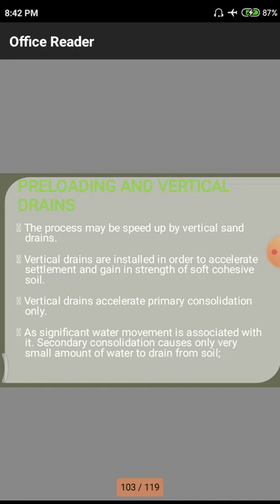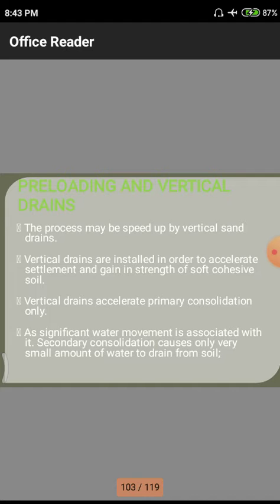After that we have preloading and vertical drains. What are the advantages we obtain by using preloading and vertical drains? The process may be sped up by vertical sand drains. In preloading itself, we need to remove the water from a particular surface. By using these sand drains in collaboration with preloading techniques, we can remove water as fast as possible. That is the content of the first point.